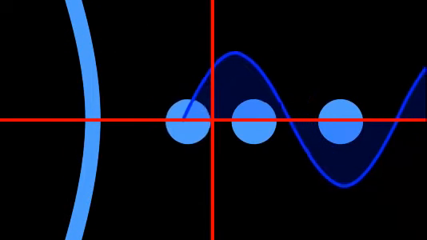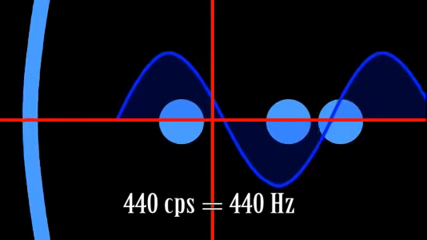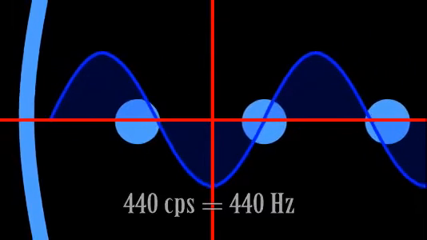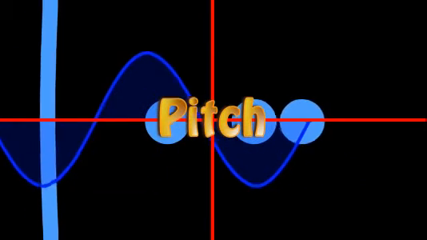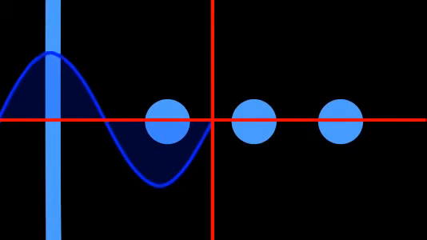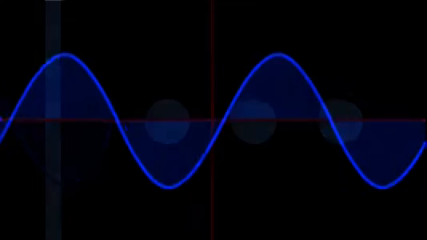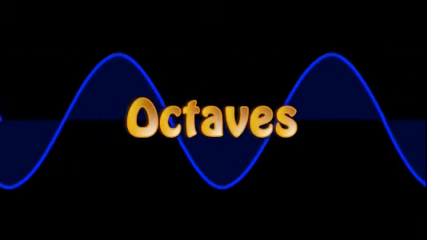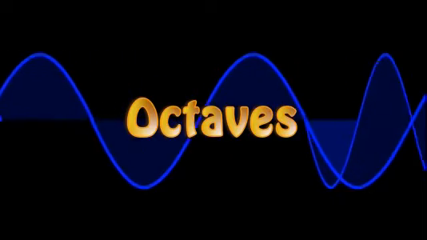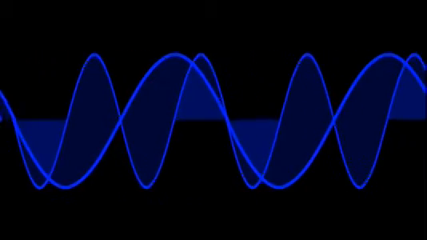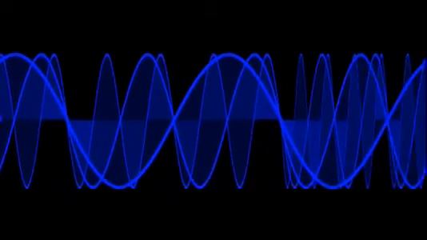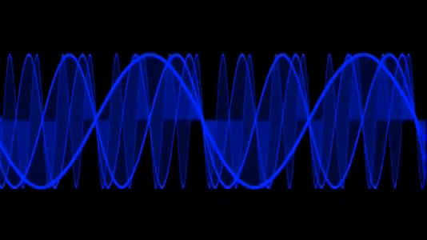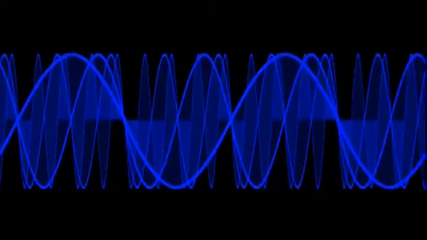So something that is vibrating at 440 cycles per second would have a frequency of 440 hertz. We perceive the sound's frequencies, relative highness or lowness, as pitch. The faster the vibrations, the higher the pitch. Frequencies that have a tonal ratio of 2 to 1 are called octaves of each other. For instance, 110 Hz to 220 Hz, or 220 Hz to 440 Hz, and 440 Hz to 880 Hz. These octaves are also known as the pitch of A.